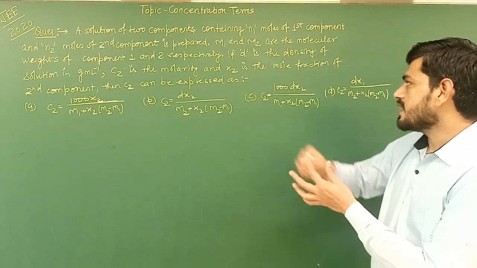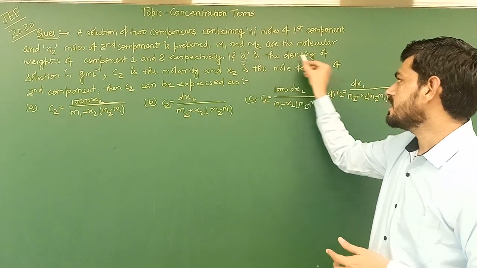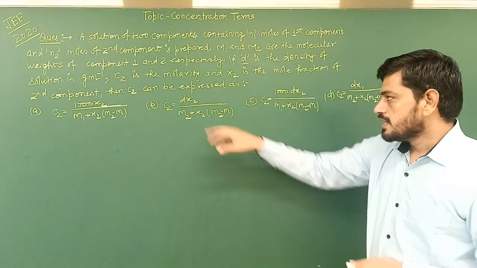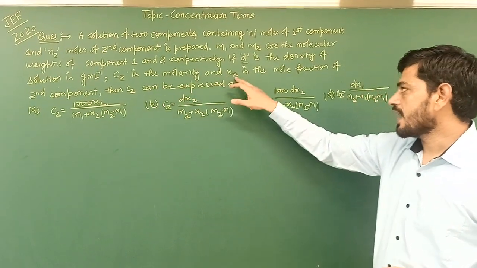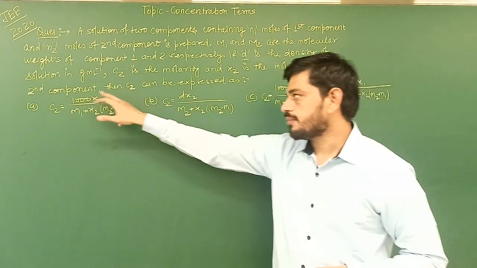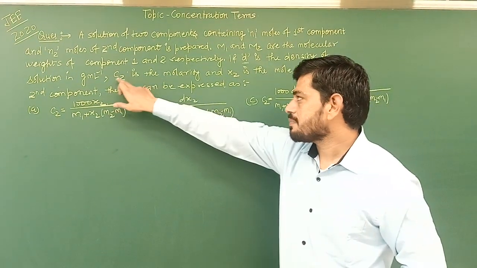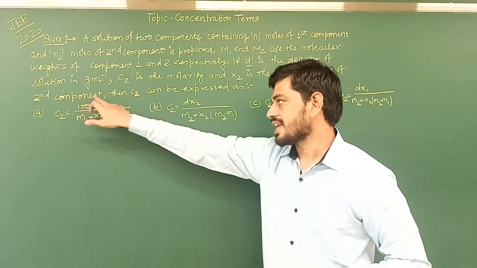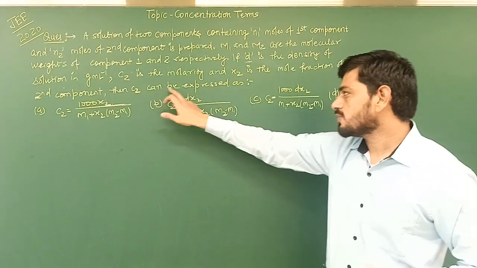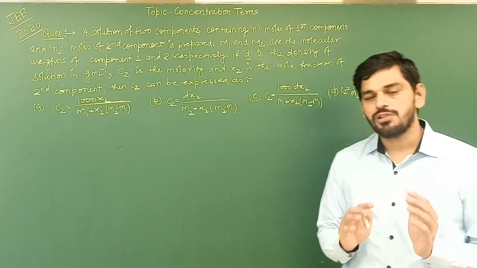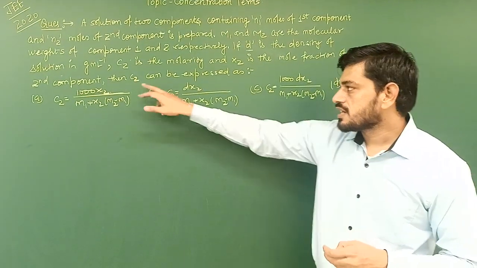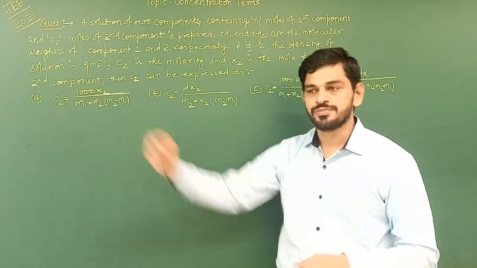If D is the density of the solution in gram per ml, C2 is the molarity and X2 is the mole fraction of the second component. So it means C represents the molarity and X represents the mole fraction, and this 2 is used for the second component. Then C2 can be expressed as, so it means we have to find out the value of this concentration term for the second component.